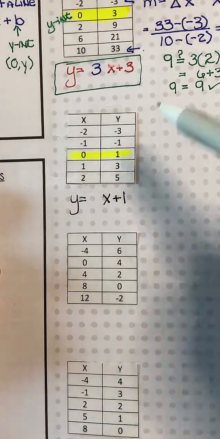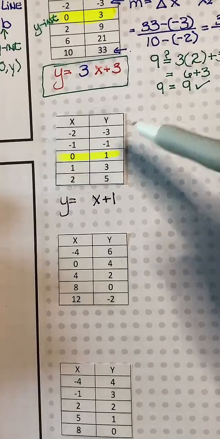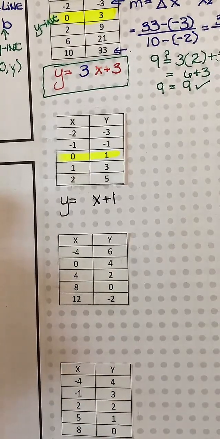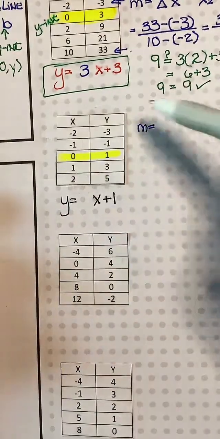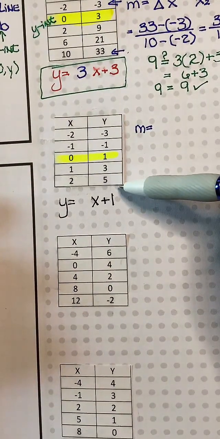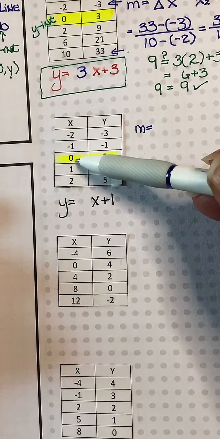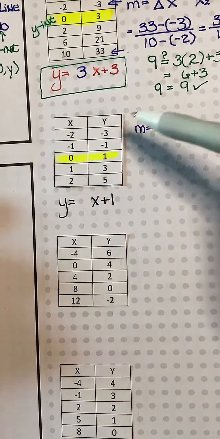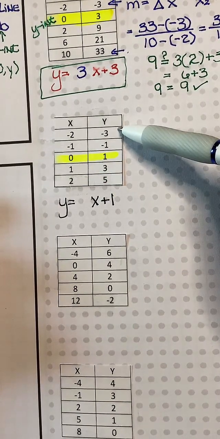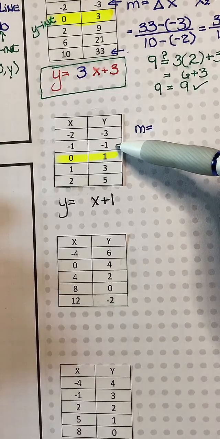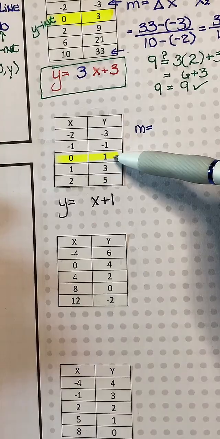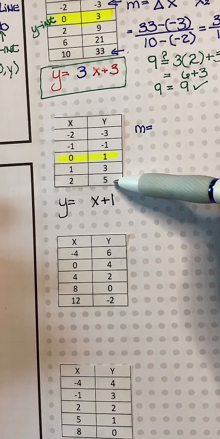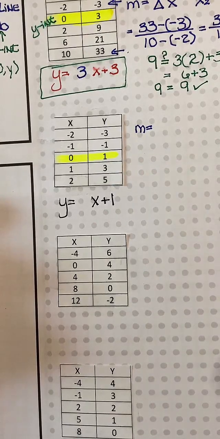But now, I need to take a look for my m. My m is the slope. So I need to take a look. What's the pattern of my y's over the pattern of my x's? Okay? Pattern of my y's. How did I go from -3 to -1, -1 to 1, 1 to 3, 3 to 5? What's the pattern?